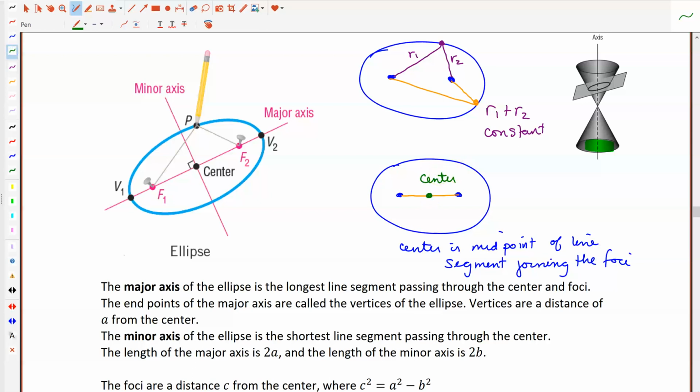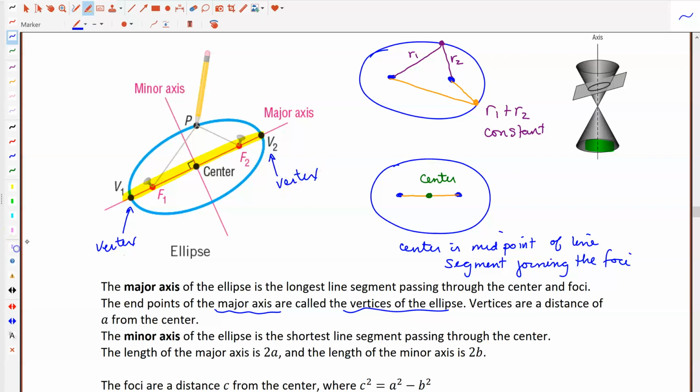The longest line segment that I can draw on this thing that contains the center and the foci will be the major axis. The endpoints of the major axis are called the vertices of the ellipse. So in this picture, if this is my major axis, the vertices are always on the major axis. So that'll be a vertex over there, and this will be a vertex right there.